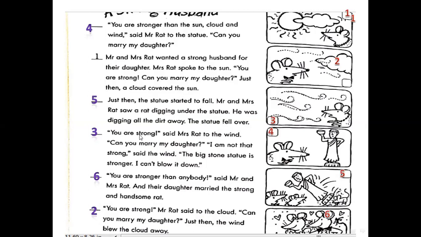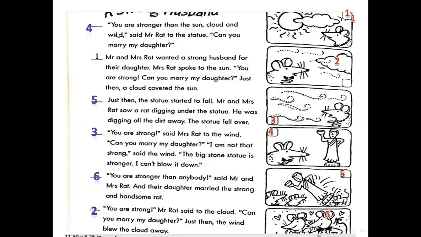Number 3, you are strong, said Mrs. Rat to the wind. Can you marry my daughter? I am not that strong, said the wind. The big stone statue is stronger. I can't blow it down. This is number 3. The wind is talking to the rat, as you see.